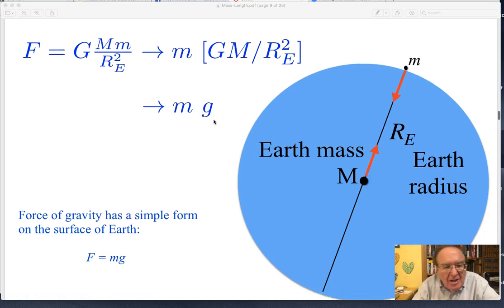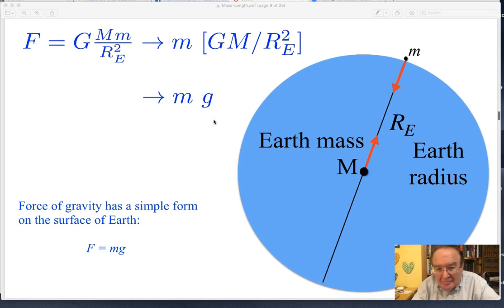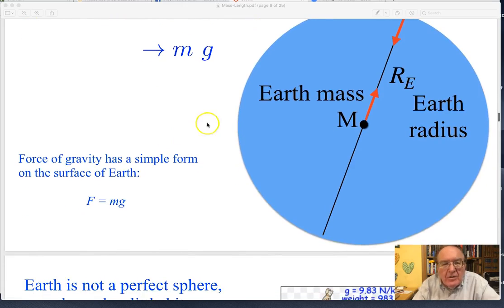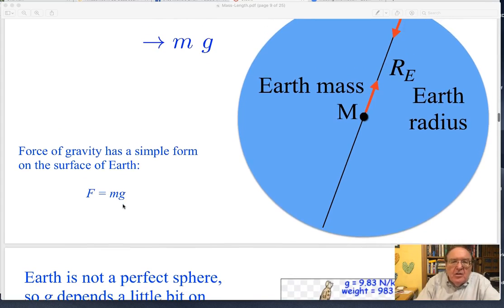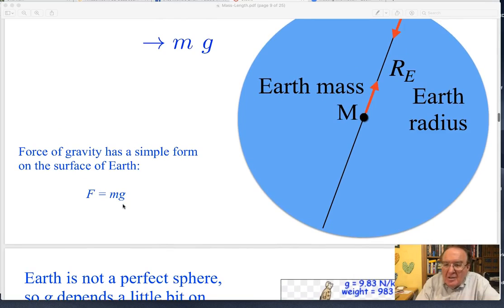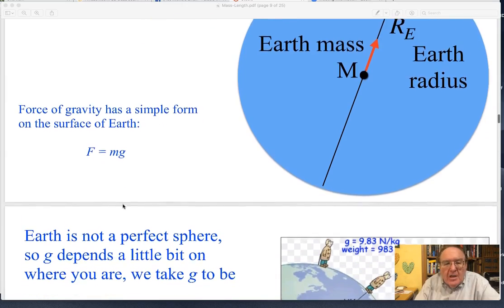And that little g has a name. It's called the acceleration of gravity. Okay? So the force on you standing on the surface of the Earth has a very simple form. The force on you is your mass times g, little g. Okay? That's it. Simple as that. And we just use that. And g has a value of about 10 meters per second per second, 10 meters per second squared. So it's quite simple now.